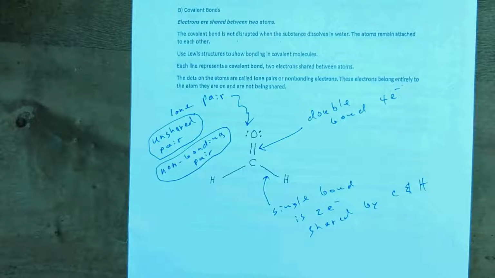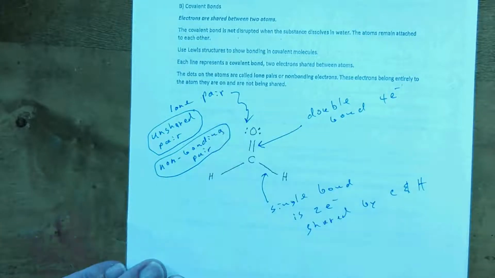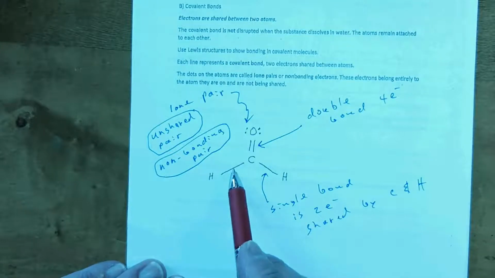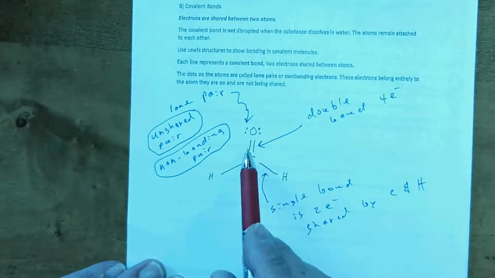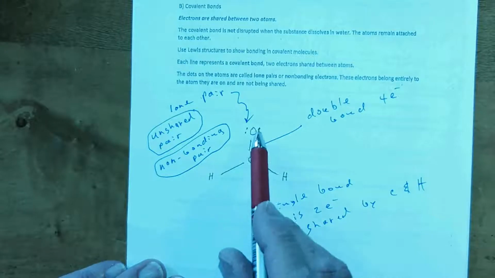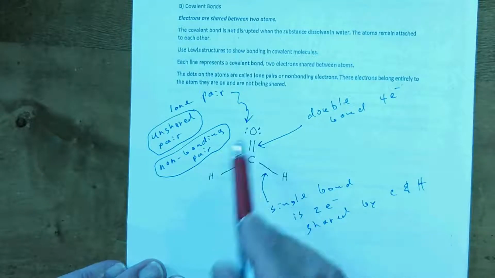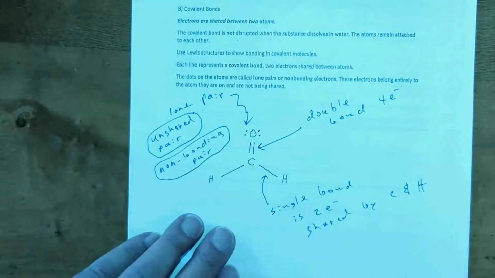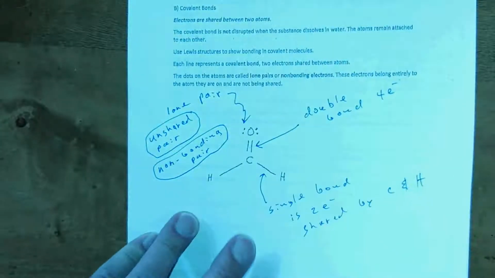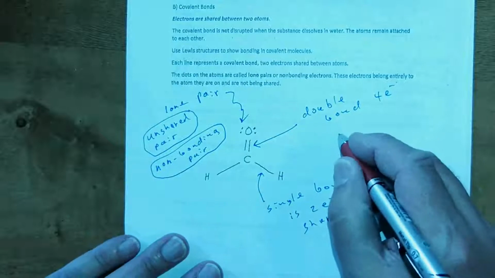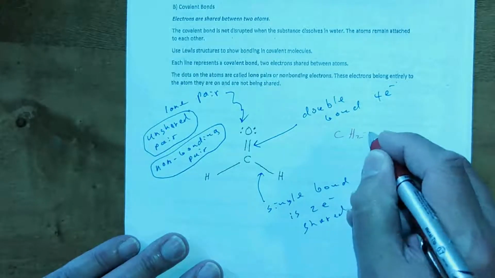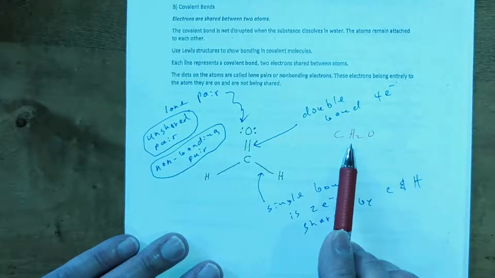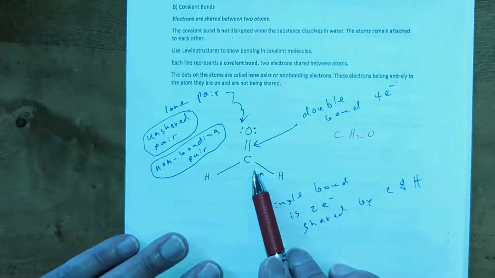If you counted how many electrons are in the entire structure, you should come up with 12. 1, 2, 3, 4, 5, 6, 7, 8, 9, 10, 11, 12. So 12 electrons total, but each element feels like they have 8, except of course hydrogen, who feels like it has 2. So that's a Lewis structure. And you have to get to the point where we can give you something like CH2O, and given this, you have to be able to derive this.